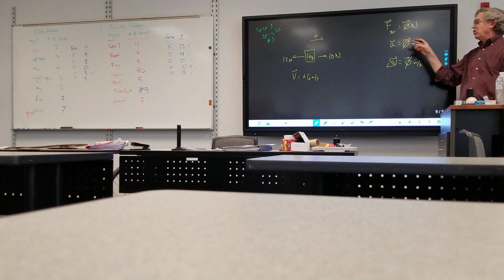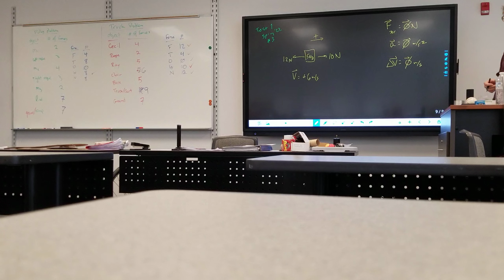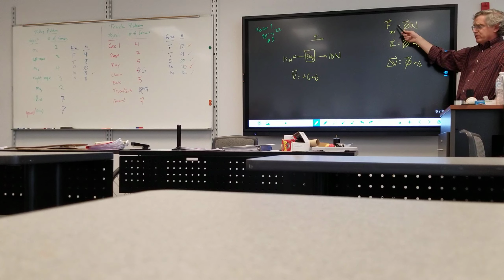And again, the vector symbol over the 0 is called a zero vector. It is there for math reasons. So there's no change in velocity, acceleration is 0, total force is 0. If any one of these is true, the others are true.